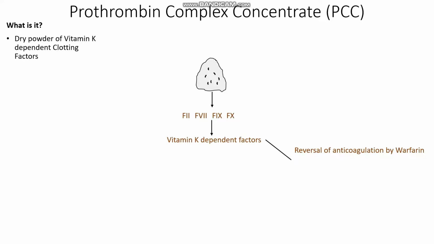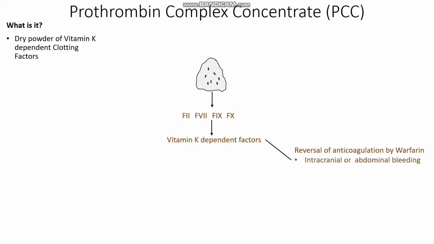If we've anticoagulated with warfarin, our vitamin K is not functioning properly. Therefore, our clotting factors 2, 7, 9, and 10 inside of our body are not going to be working properly. So one way we can get around this is by actually giving those factors back in the form of prothrombin complex concentrate.